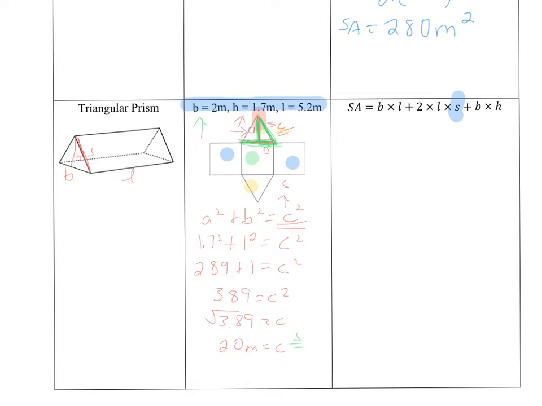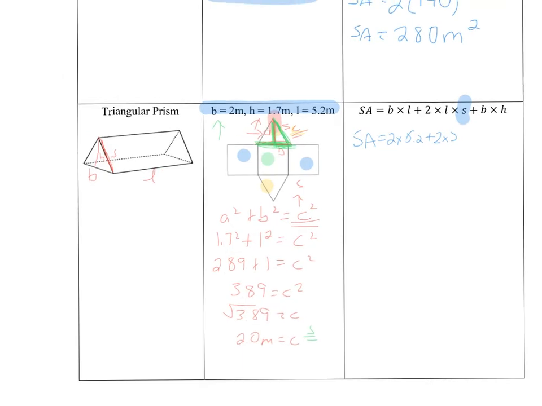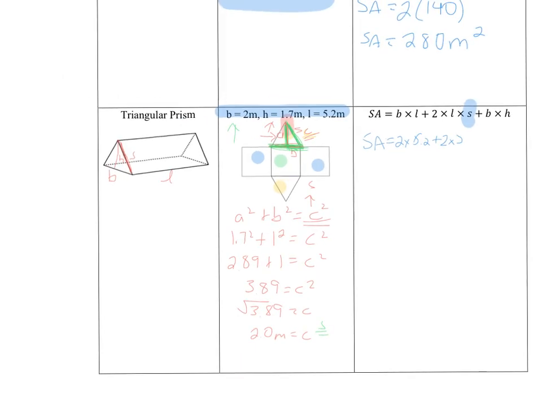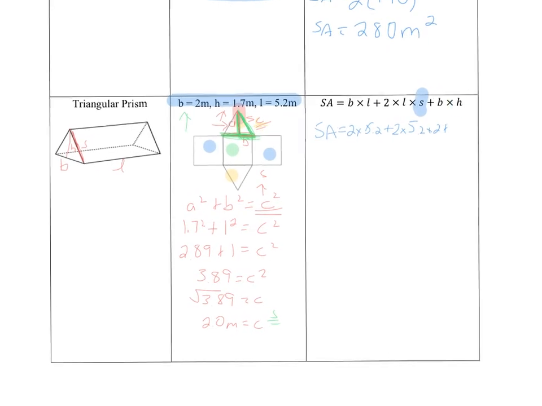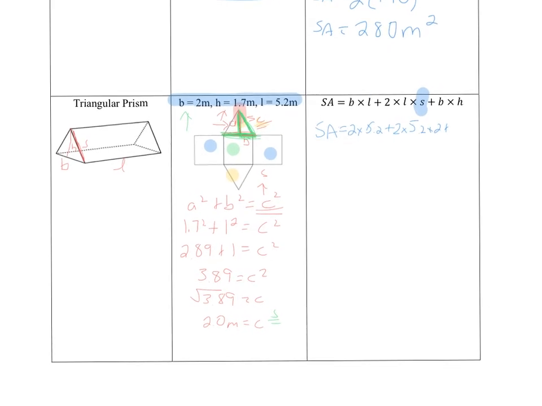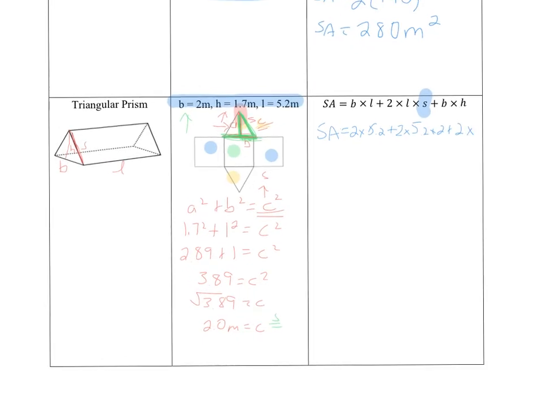So we'll start with surface area equals the base, which is 2, times the length, which is 5.2, plus 2 times the length, which is 5.2, times the slant height, which is 2, plus, I'm going to scroll this over a little bit, plus our base, which is 2, times our height, which is 1.7.